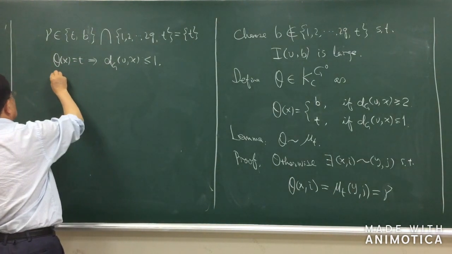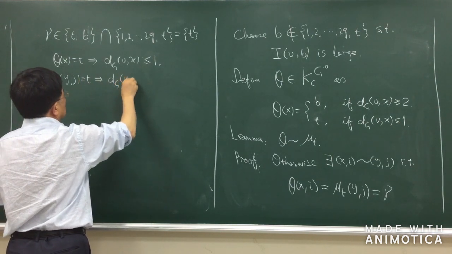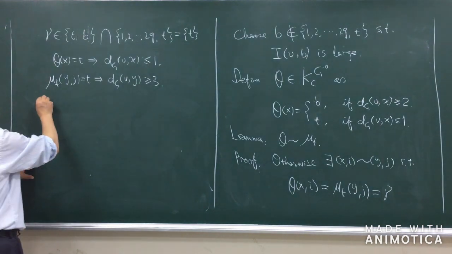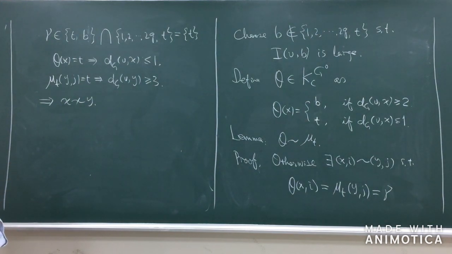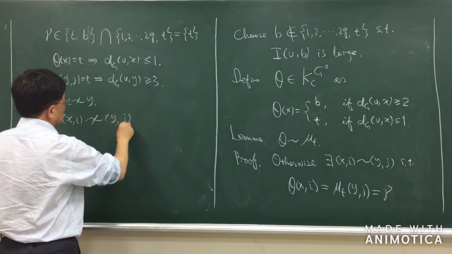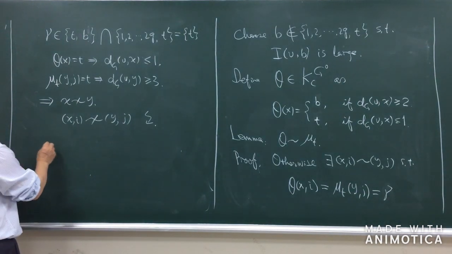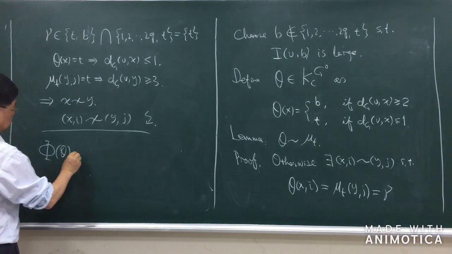So this mu t y j equals t. When do I do that? Only if this vy is greater or equal to 3. Right? That's how I map it to t. But then this means that x is not adjacent to y. X is at distance 1 and that is distance 3. They cannot be adjacent. And therefore, this xi cannot be adjacent to yj, which is a contradiction. So this proves the lemma. So theta and mu t are adjacent, and this finishes the proof of the lemma.